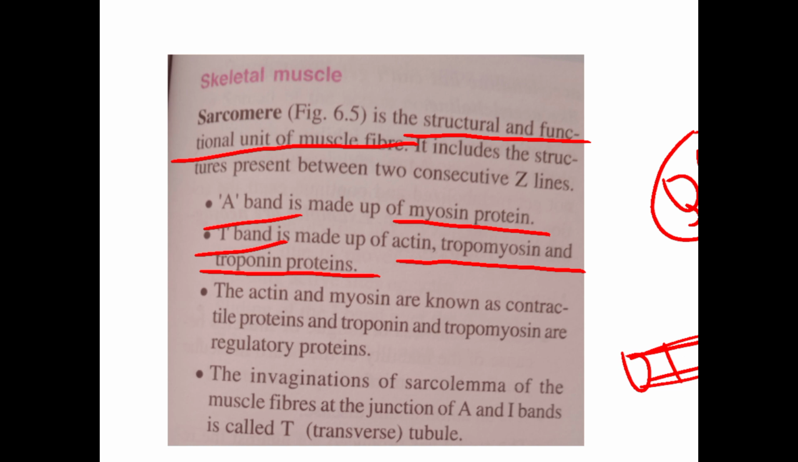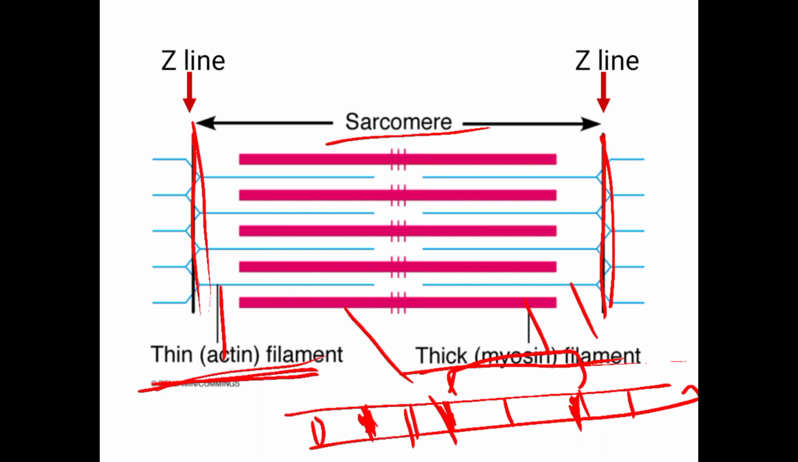So the A band is a dark band, a thick band, mainly made up of only myosin filaments, only myosin molecules. The I band is a thin band, made up of actin filaments.